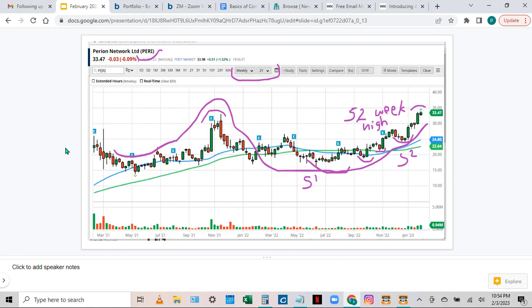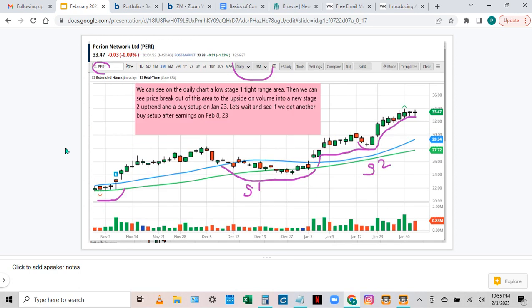Here's a weekly chart. This time frame agrees with the monthly chart, which is something I definitely look for. And this company is making new 52-week highs. Again, this may not be a fundamental thing, but stocks making new 52-week highs tend to continue to make new 52-week highs. So that's another sign that this company is doing very well.